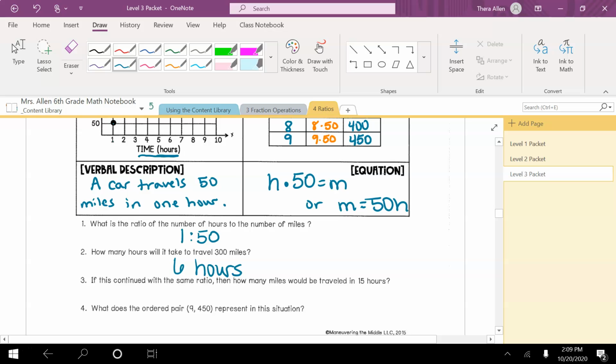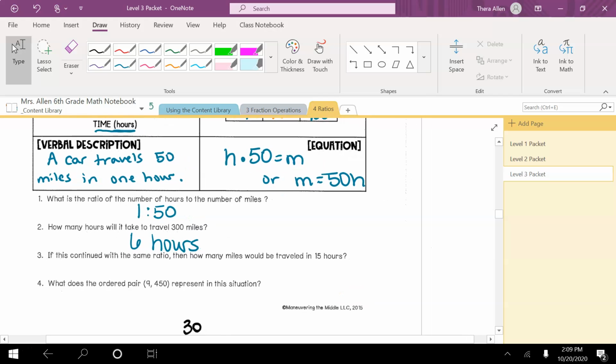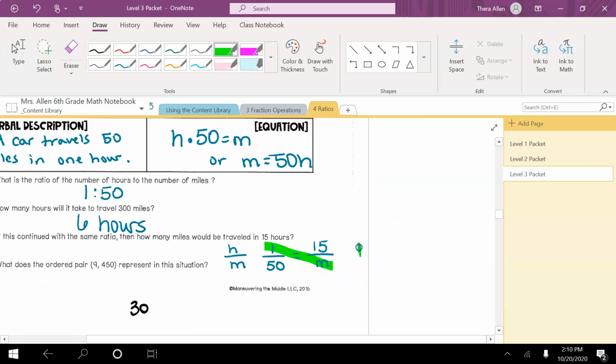If this is continued with the same ratio, then how many miles would be traveled in 15 hours? Now, there's a couple of ways that you can do this. You could set up a proportion, or you could look on your table. To set up a proportion, you would say, okay, I'm going to do hours over miles. So that's 1 hour, 50 miles, and I want to know 15 hours equals how many miles? Then I do my cross multiplying. 1 times m is m.